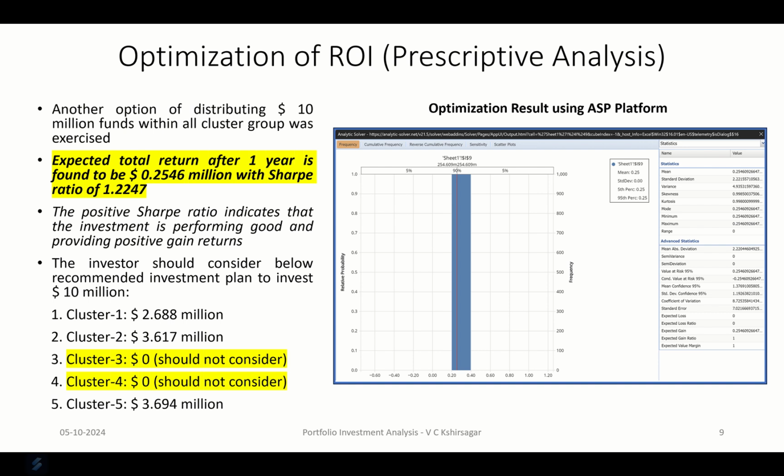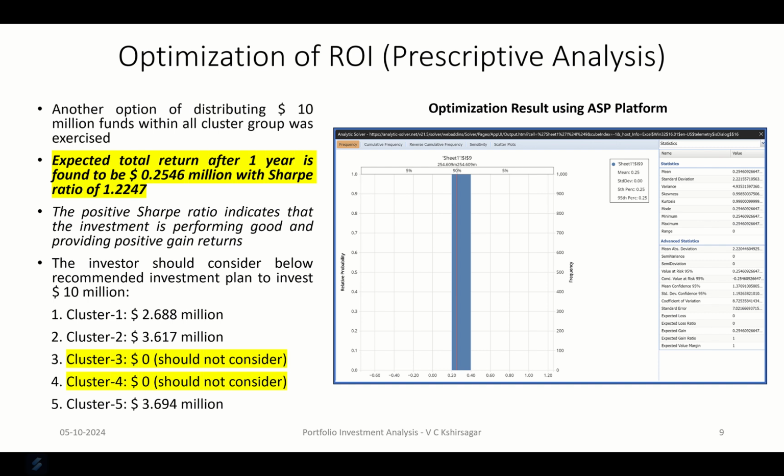The positive Sharpe ratio indicates that the investment done in the different clusters is performing well. And we advise the investor that they should invest 2.688 million in cluster 1, 3.617 million in cluster 2, and 3.694 million in cluster 5. Okay, and this total allocation will add up to 10 million.